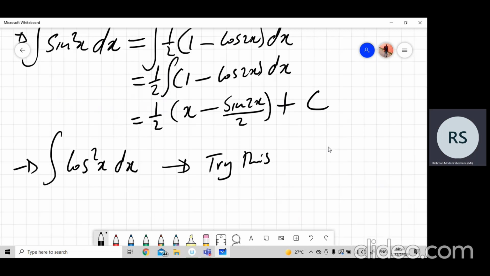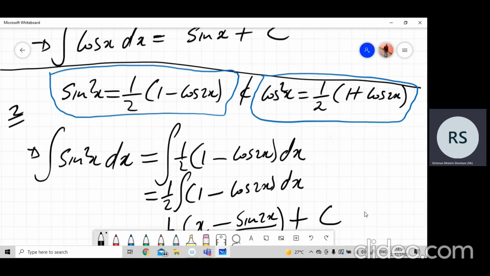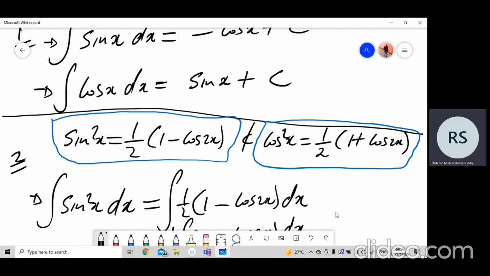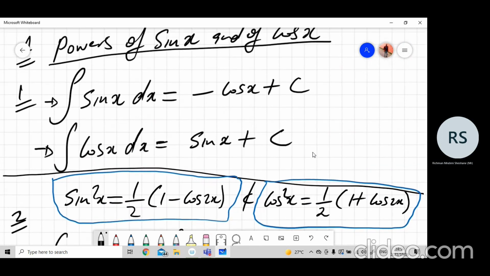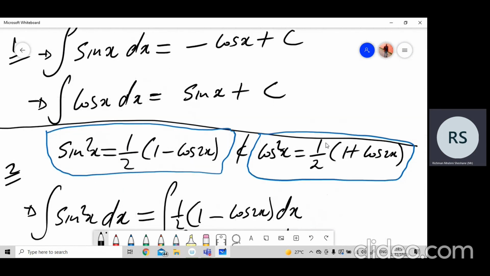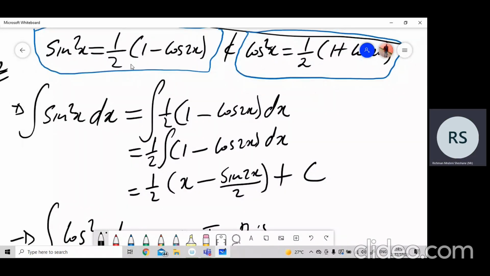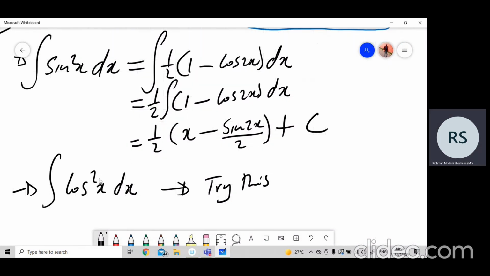Please. Okay. So here, basically, we look at the powers of sine and cos. We started when sine and cos is to the power of 1. That was straightforward. When sine is to the power of 2, we use this identity. And then I asked you to try when cos is to the power of 2.